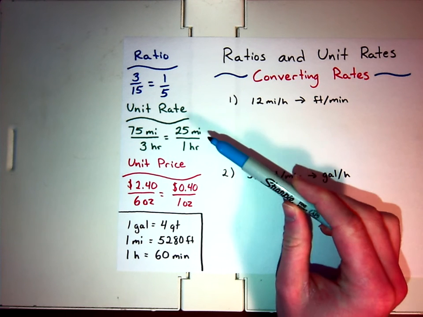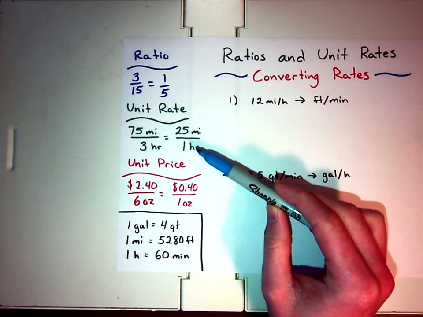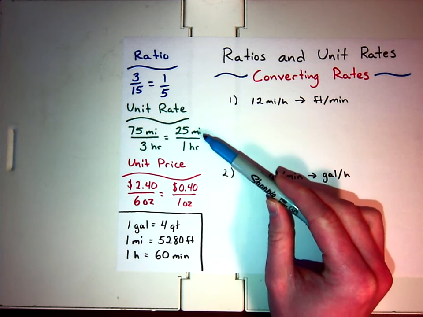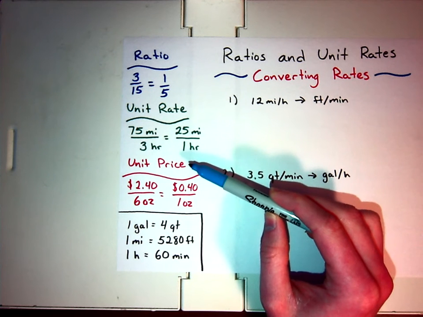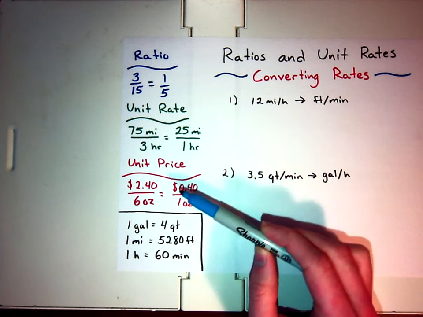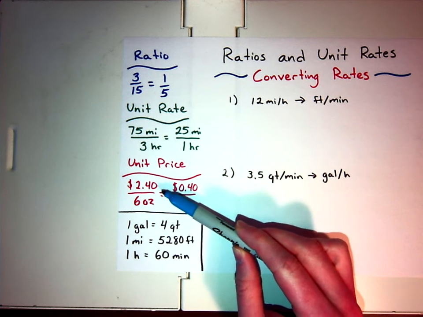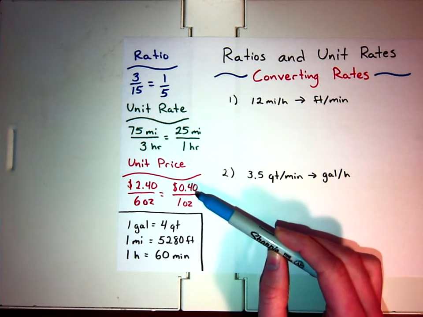Okay? A unit rate, that's referring to not simplest form, but it's talking about when the denominator is equal to 1. So we can figure out how many miles per hour are we traveling. Okay? Unit price, this one talks about usually how much it's going to cost per certain units. For example, if it's $2.40 for 6 ounces, the unit price would be 40 cents per ounce.